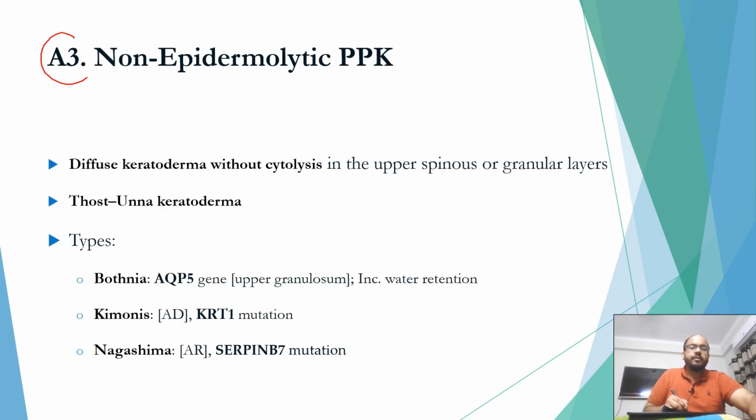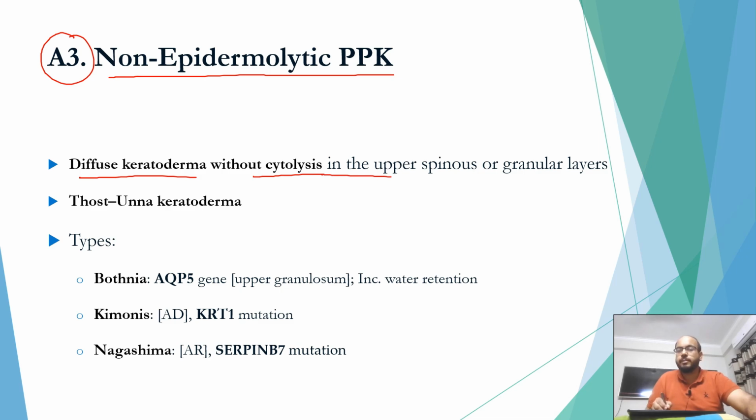Now, the third entity that we discuss is non-epidermolytic PPK. First we discussed epidermolytic PPK. Now third we'll be discussing non-epidermolytic PPK. In this you have diffuse keratoderma, but there is no cytolysis in the upper spinous or granular layer. That means there is no epidermolysis, as the name suggests.